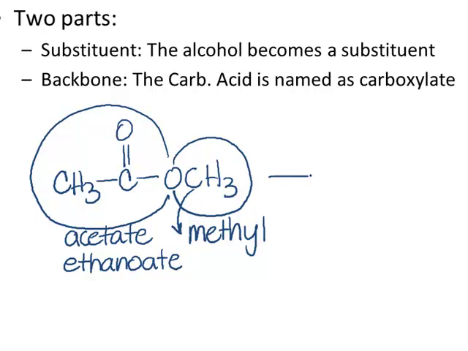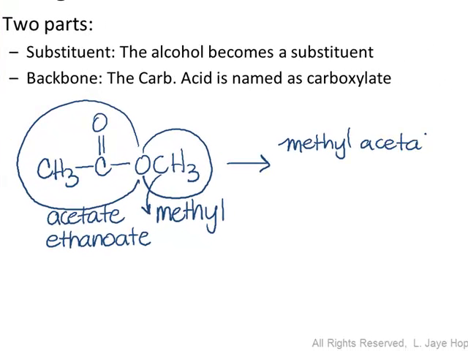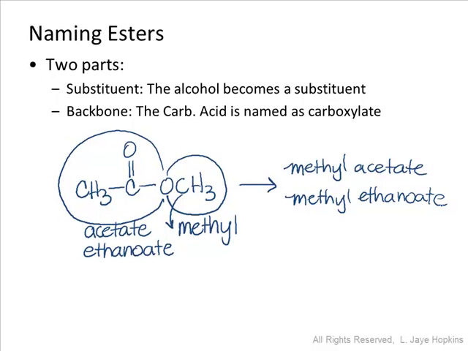To get the final name for this molecule, I always put the substituent before the backbone, just as we did all the way back as far as in alkane names. So there's two correct answers for the name of this particular ester. One is to call it methyl acetate. The other is to call it methyl ethanoate. And again, it just depends on whether you prefer to use the common name or the more systematic name. Either one is completely acceptable, although you're far more likely to see it referred to as methyl acetate because acetate's a far more common term.